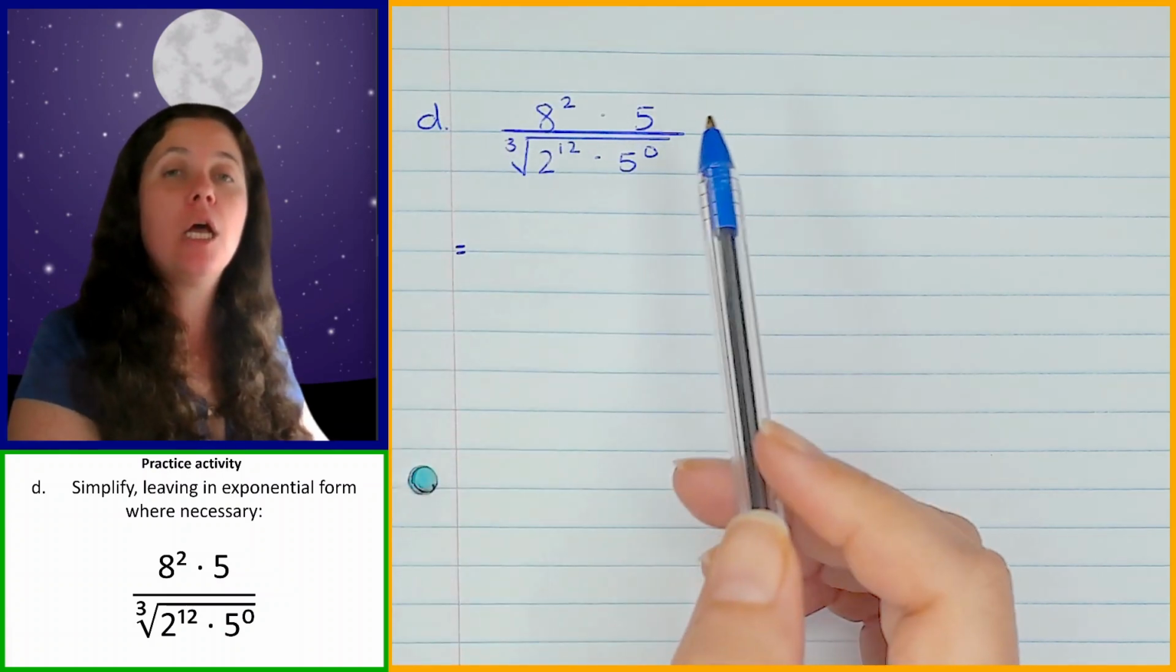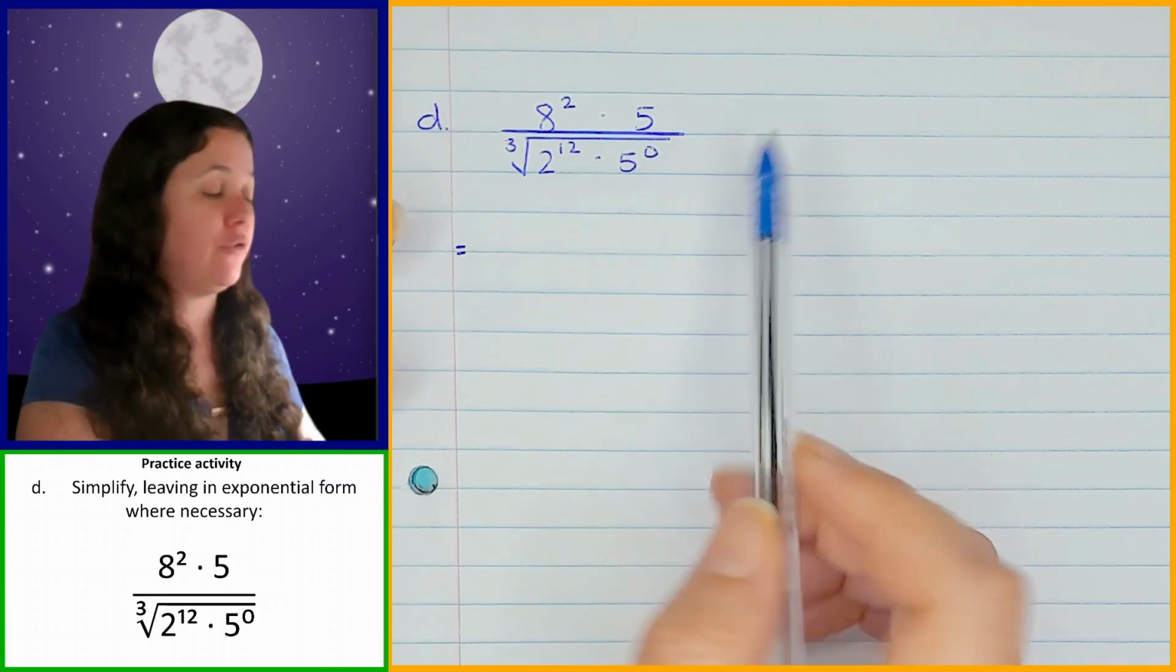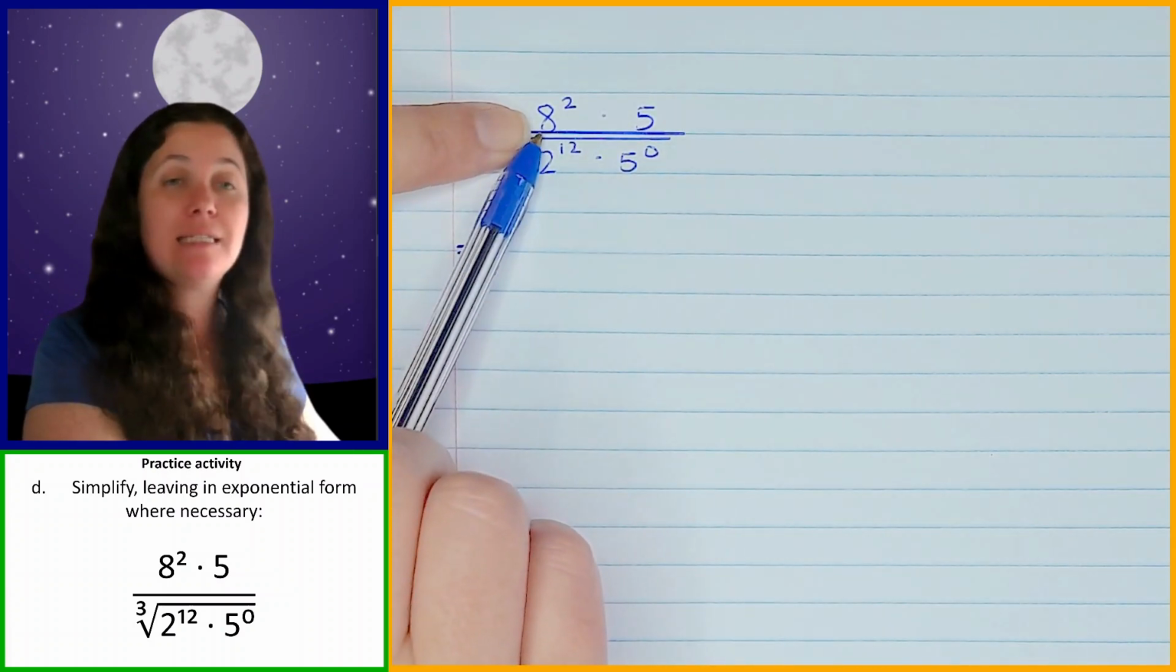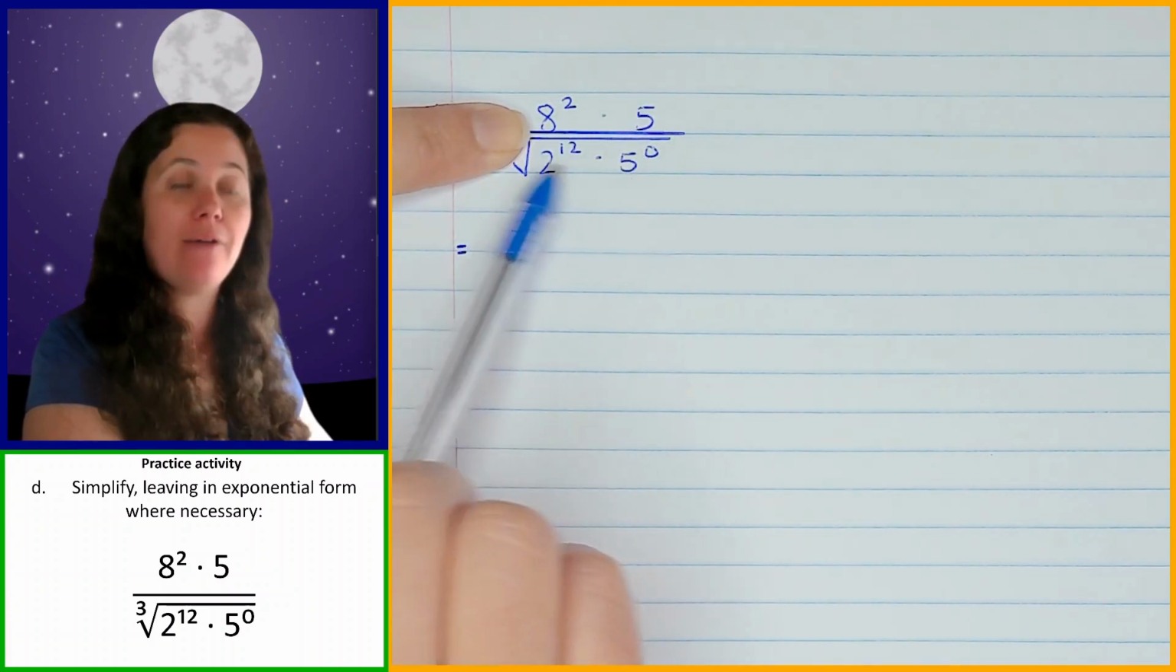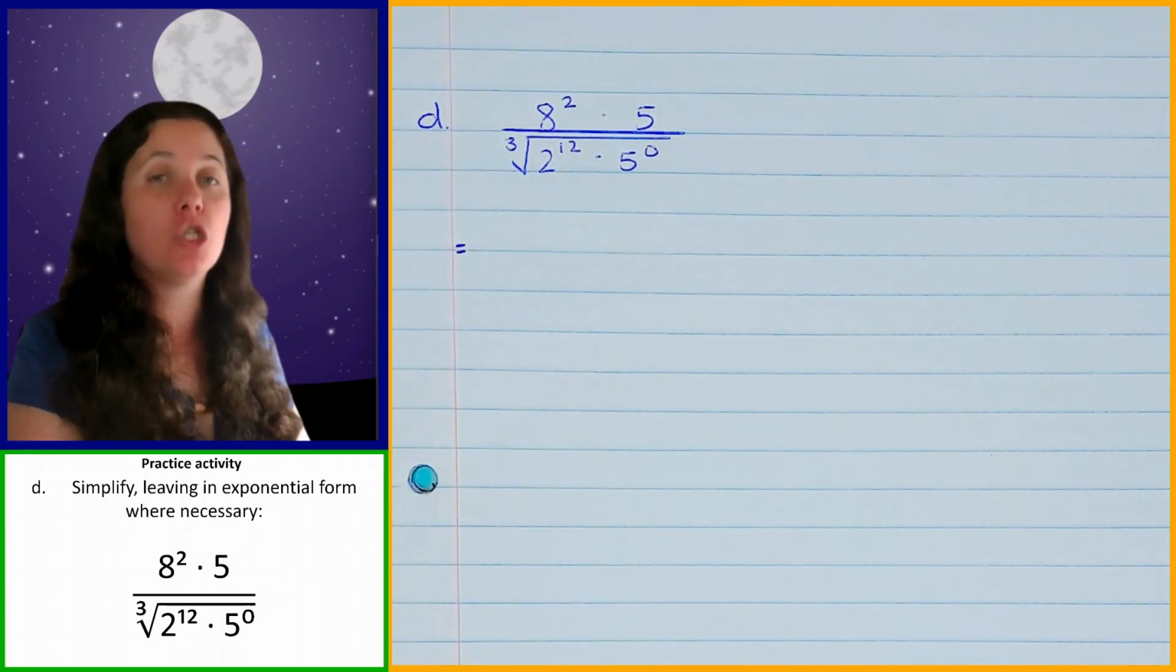And if it doesn't, you're going to need to change it and try and make it fit in with the other bases you've got. So over here, 8 doesn't fit in with a 2 and a 5 and a 5. I'm not going to be able to simplify 8 with anything else here unless I change it to 2 cubed, because 8 is the same as 2 cubed.